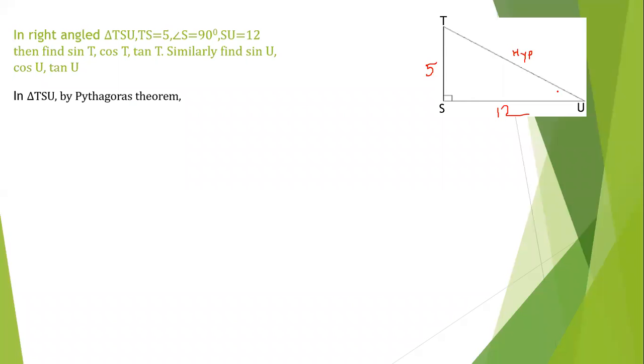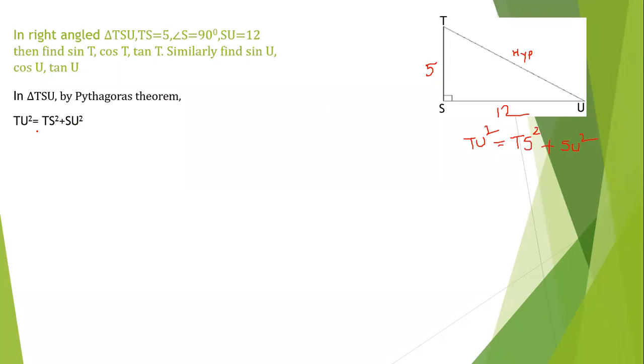Okay, now Pythagoras theorem statement we have done last time. It is hypotenuse square is equal to one side square plus other side square. So in this figure, hypotenuse is TU, right? So we will write TU square is equal to, for one side you can write TS square plus SU square, right? You can see this here.